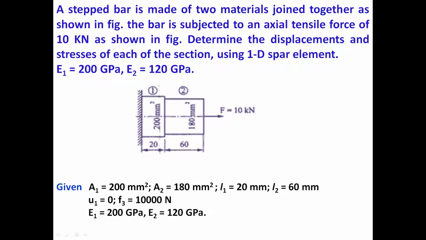So we can see a stepped bar here. The first section has a cross section of 200 mm square and the second section has a cross section of 180 mm square, and a force of 10 kN is acting axially on the bar. The bar is supported at one end and a force is acting at the other. Now let us see how to obtain the solution of this problem using ANSYS software.